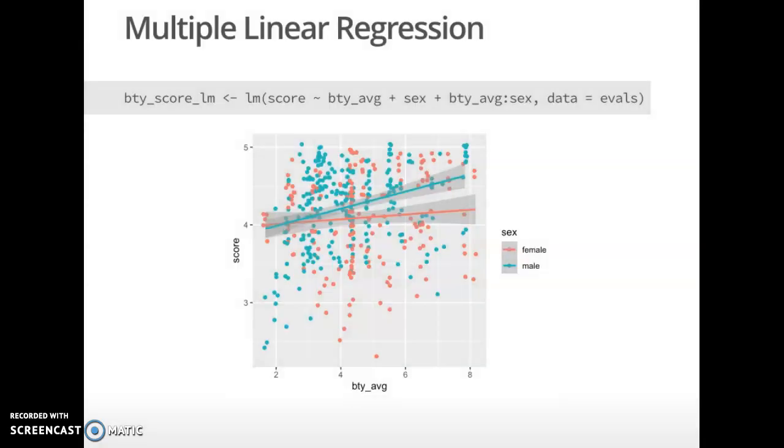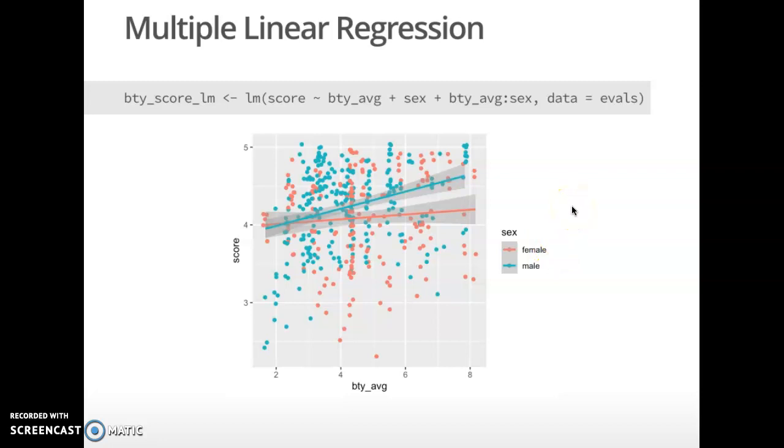So we'll start with thinking about, we fit a multiple linear regression. So here is our multiple linear regression model. We notice that we fit this sort of interaction model that allows us to have different intercepts and different slopes for our different sexes of professor. So we're modeling their course evaluation score based off of their average beauty score, and I'm allowing those lines to change based off of the sex of the professor.